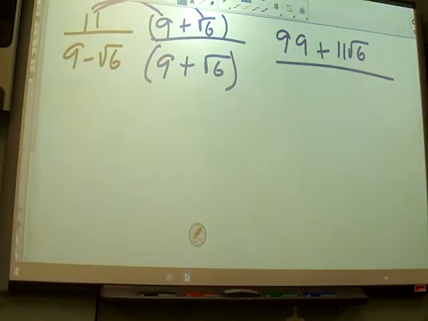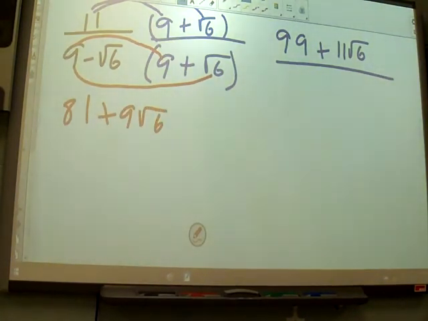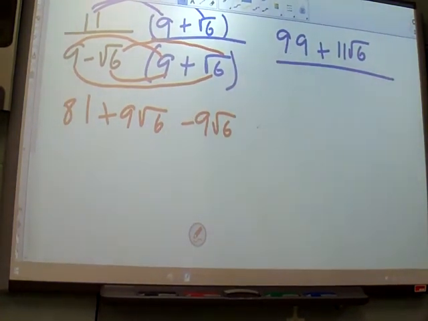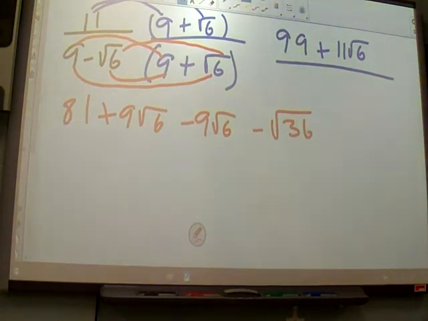So here we go. 9 times 9 is 81. I'm going to write it over here because I'll put my final answer in a minute. And then a 9 and a square root of 6 just makes a 9 square root of 6. Right here I got a negative square root of 6 and a 9, so that'll make a minus 9 square root of 6. And then on my last, what's the square root of 6 times the square root of 6? Square root of 6 times the square root of 6 will be the square root of 36.